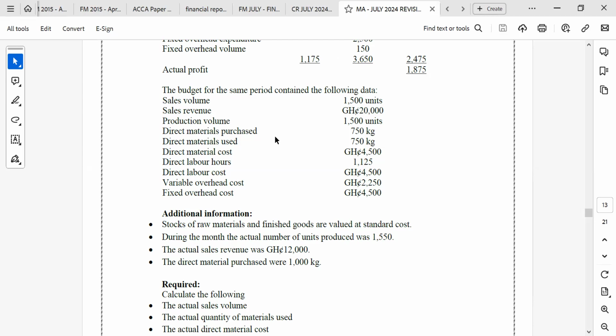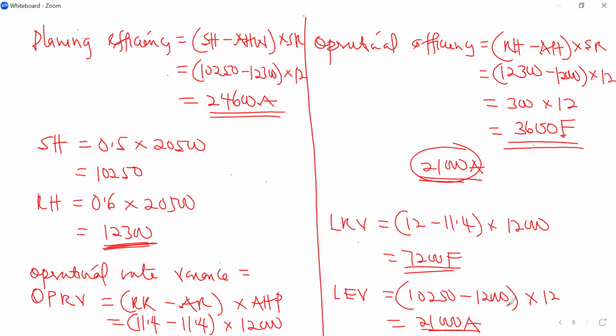For the sales, we have only two variances. The first variance is the sales price or selling price variance. For the sales price variance, we look at our budgeted or standard selling price. So we have our standard selling price minus the actual selling price multiplied by the actual quantity sold.